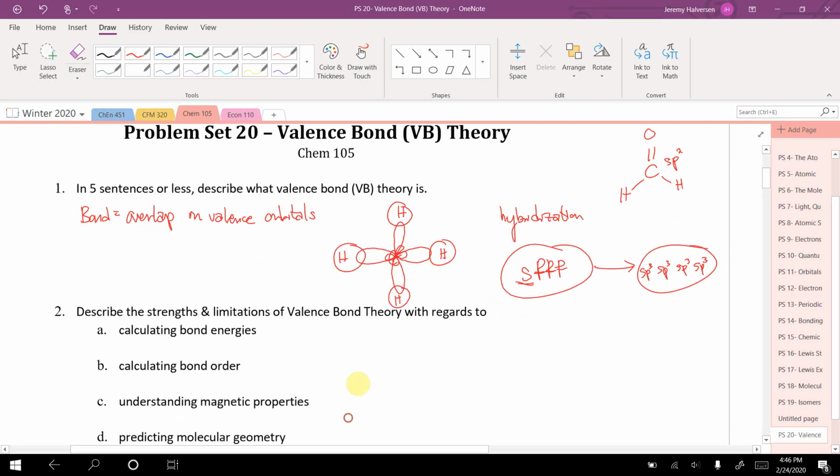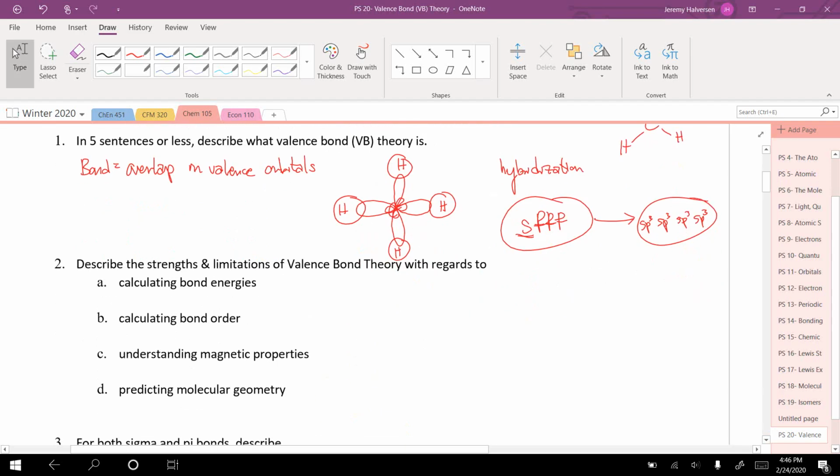All right, so let's move on to number 2. Describe the strengths and limitations of valence bond theory with regard to calculating bond energies, calculating bond order, understanding magnetic properties, and predicting molecular geometry. All right, so what is valence bond theory good at? Calculating bond energies? We do not calculate bond energies with valence bond theory.